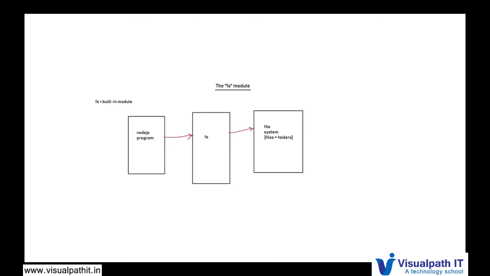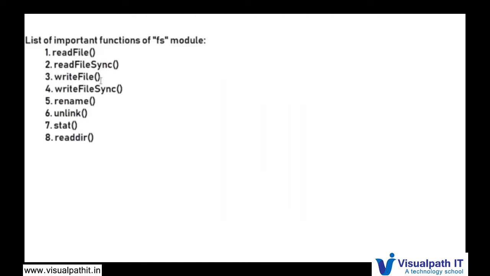So the Node.js program should talk to FS, the file system module, and the file system module is going to talk to the file system. The file system may be any .txt file, XML file, or anything which is locally present. And if you want to write anything, suppose I am sending some content and I want to write it in a text file or another file, I can achieve that through the FS module.